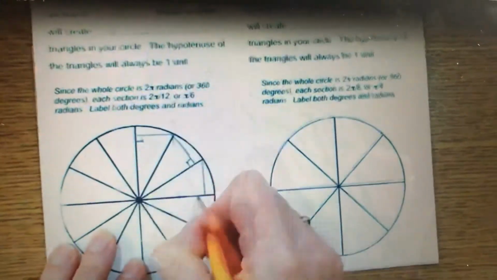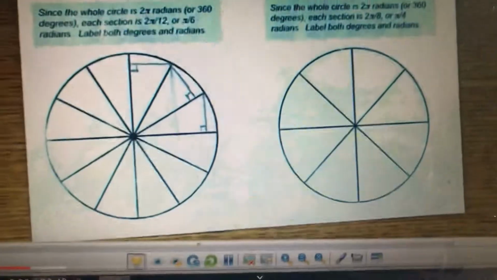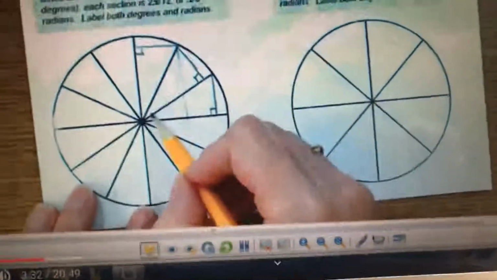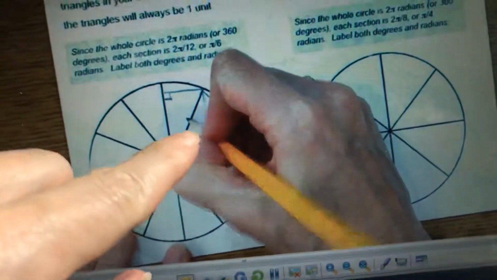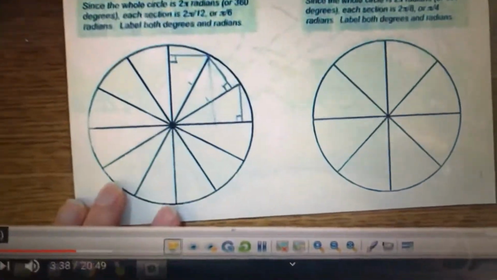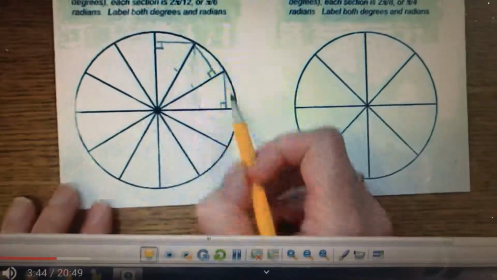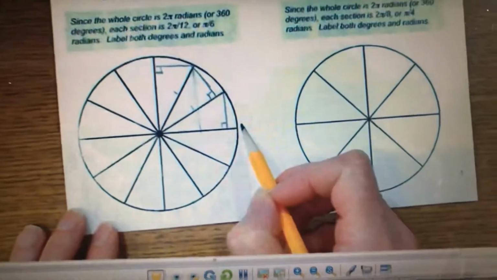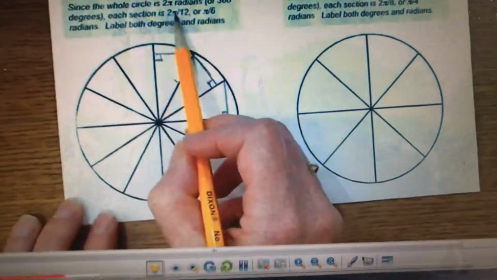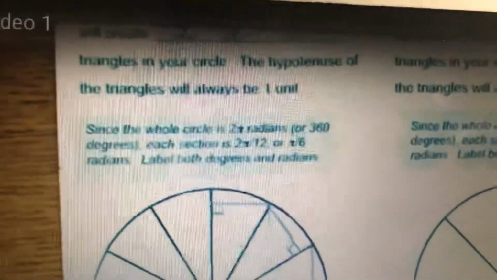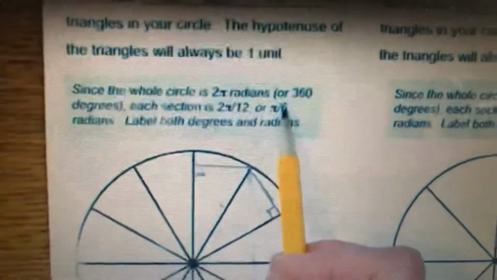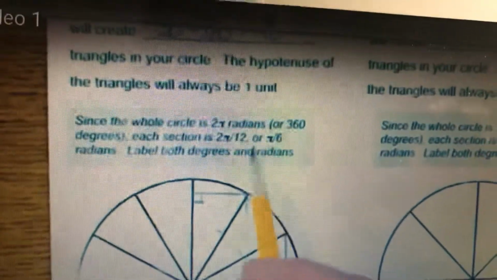Woohoo. Okay. So what I just created was 30, 60, 90 degree triangles, since each of those little sections, this part right here, is 30 degrees. I'm just talking about how you can go all the way around making those triangles. Each of those is pi over 6 radians, since it's 2 pi all the way around divided by 12 sections. A radian is a measure of rotation.